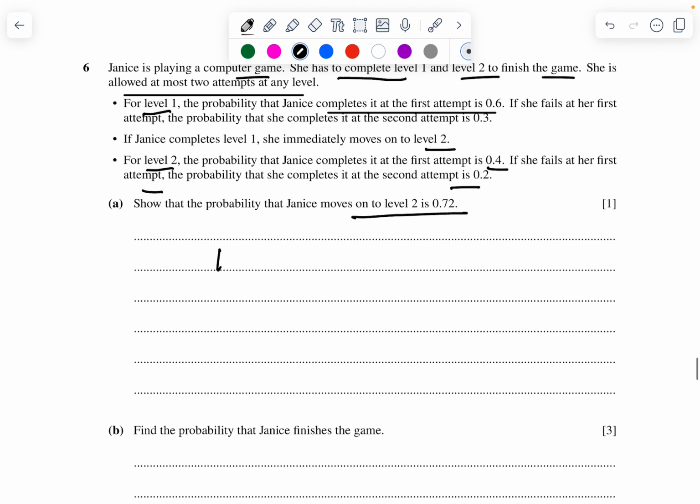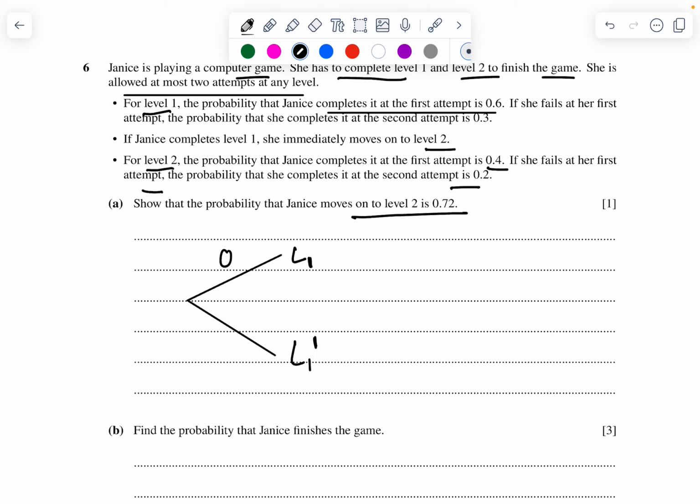When can she move to level 2? If at all level 1 is done, or what will happen? Level 1 is not done in the first attempt, it is done in the second attempt. Then she completes it. Let me draw it out like this. So level 1 complete, level 1 not complete.